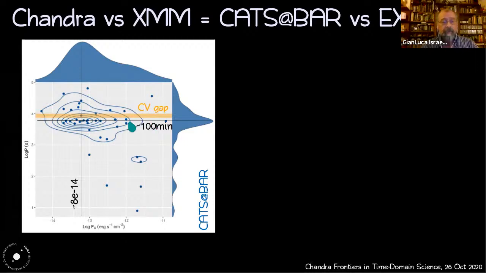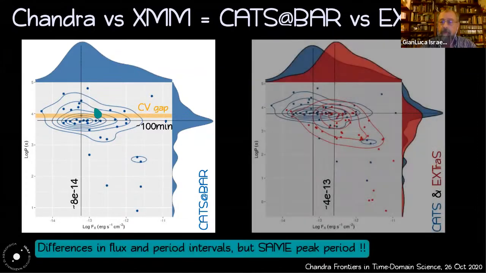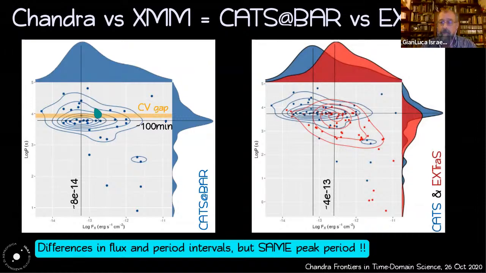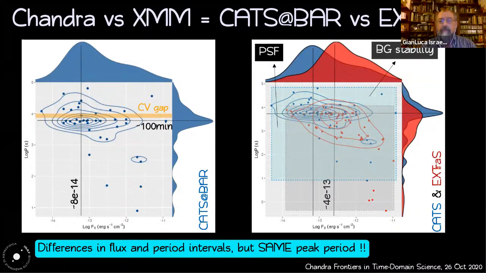One can ask if this is something related only to the Chandra capability, or is something more natural. This can be done by comparing our results with similar results obtained for the XMM-Newton catalog. You can clearly see that there is, as expected, a difference in the peak flux, about a factor of five in flux. But if you look at the period, we are almost at the same value. So this means that this should be something intrinsic in the sky, and this is probably related to the cataclysmic variable population.